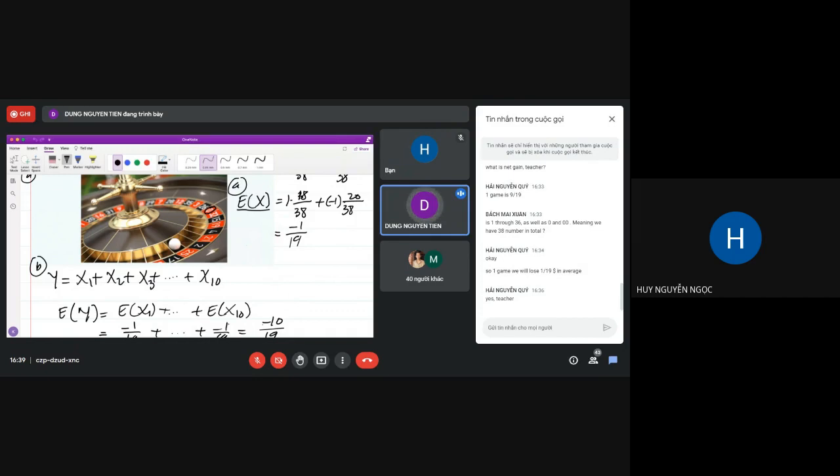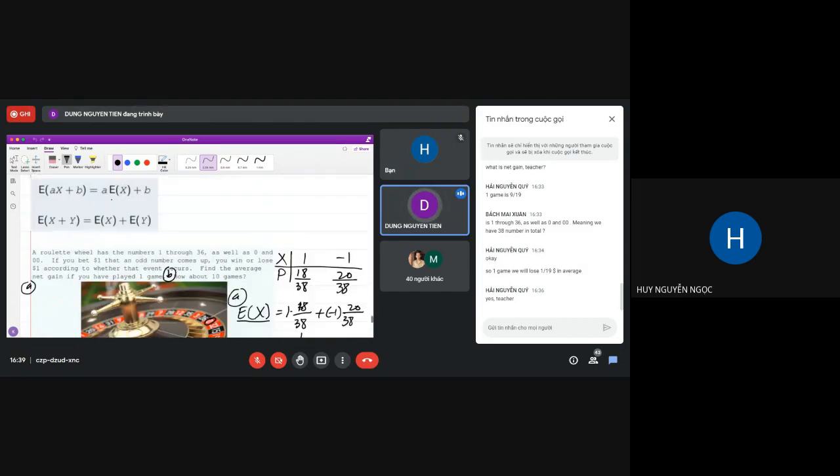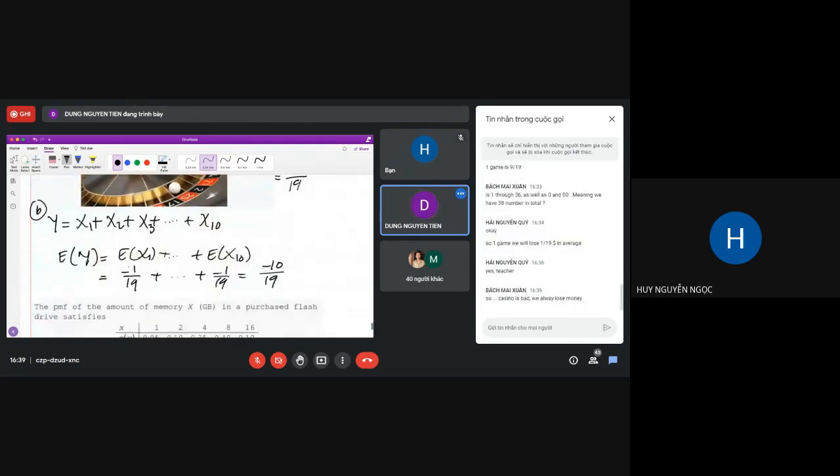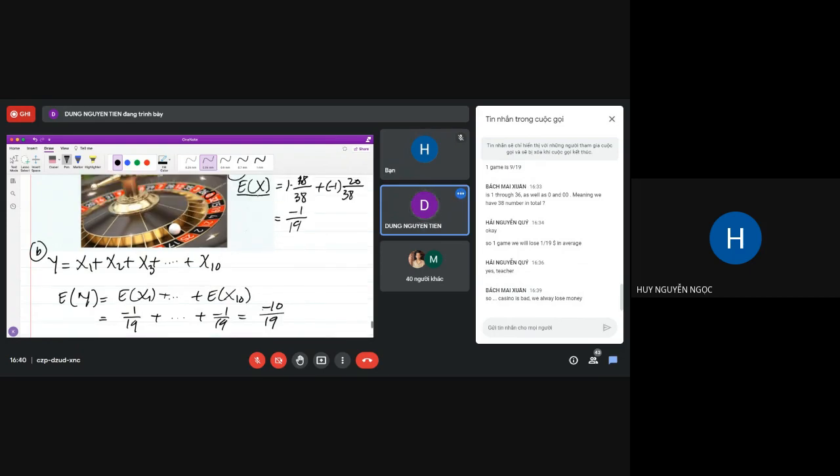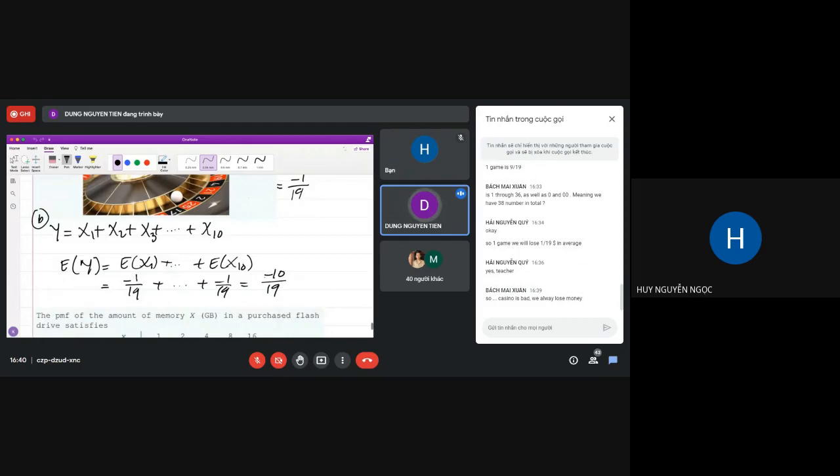Then the mean of Y is the mean of the sum, and as I said, the mean of the sum is the sum of the means. Then you get the mean of X1 plus the mean of X2 and so on. And the mean of each one is the average amount of money that you can win in each game. That is the mean of X. That's why you get minus 1 over 19 for each one, and then you can find the value of the expression, and you get minus 10 over 19. Do you understand that?